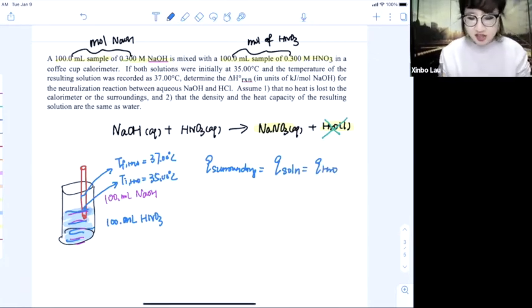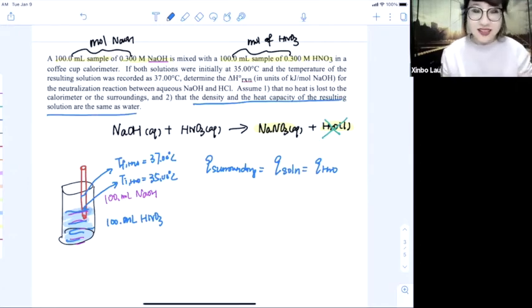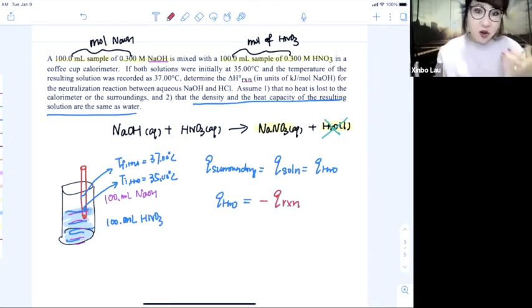So then we can just use information for water. Assume the density of the solution is just the same as water. The question might tell you that too. So that's what I have again: the heat of water will have a negative relationship with the heat of my reaction, in the sense that one is releasing and the other is absorbing. So that's for that.